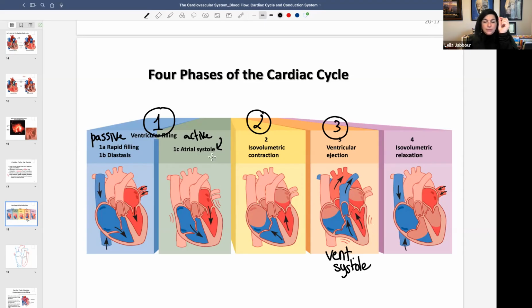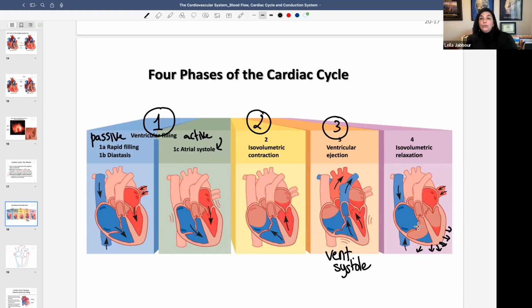Just like we wrote atrial systole here, ventricular ejection takes place during ventricular systole. And then finally, the ventricles relax, right? They're relaxed here. And that's ventricular diastole. And the atria are already relaxed because they weren't squeezing anyway, even before that. So ventricles are relaxed, everybody's relaxed. So this is isovolumetric relaxation.